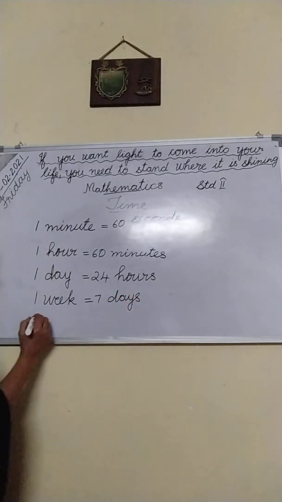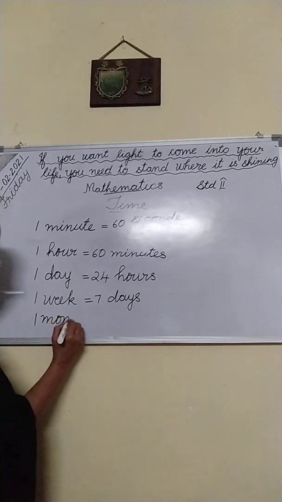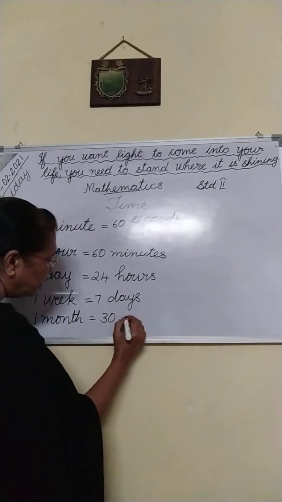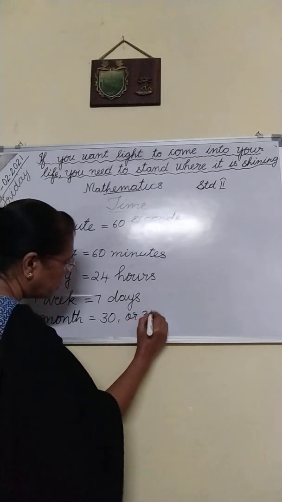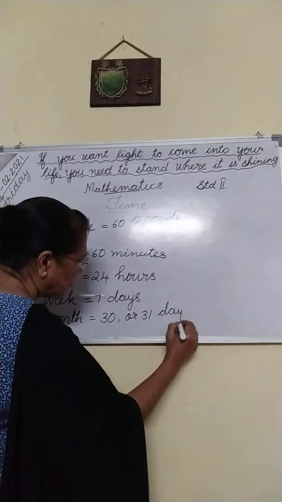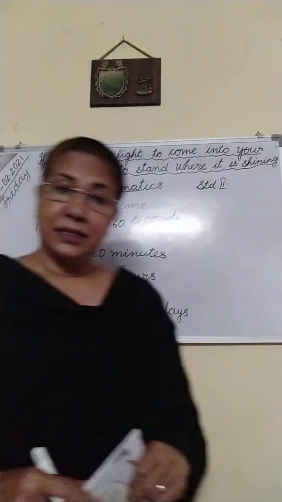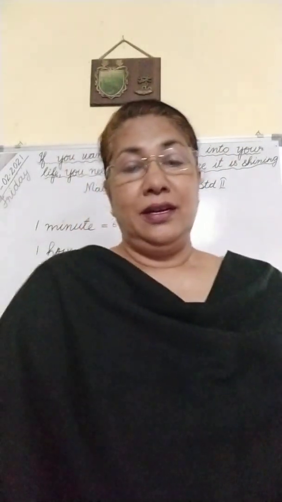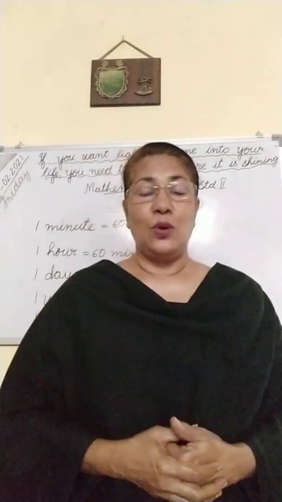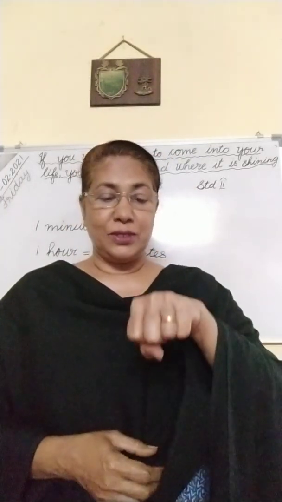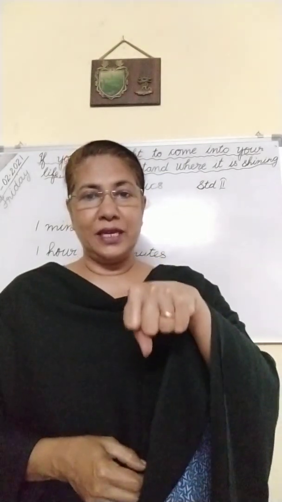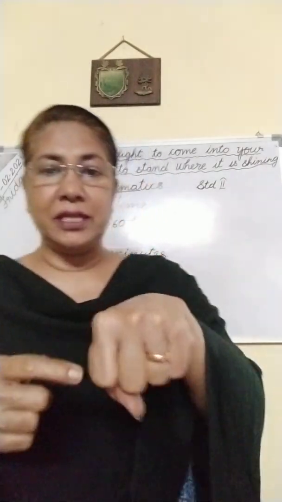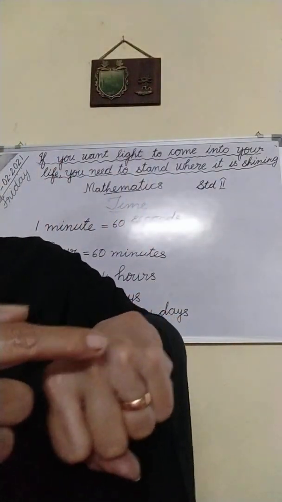Now 1 month. 1 month is equal to 30 or 31 days. Some months have 30, some months have 31. Now how do you know that there are 30 and 31 days? You must hold your fist like this. When you do like this it is called the fist. So the bones which are projecting here, this projecting means the part which is pointing out here.